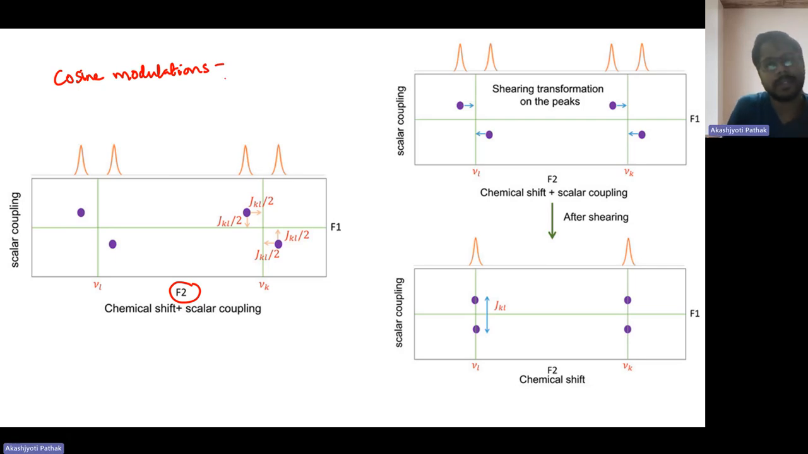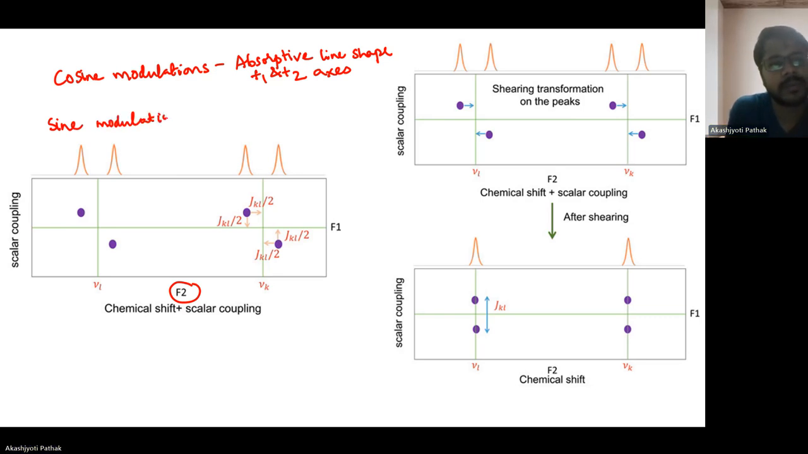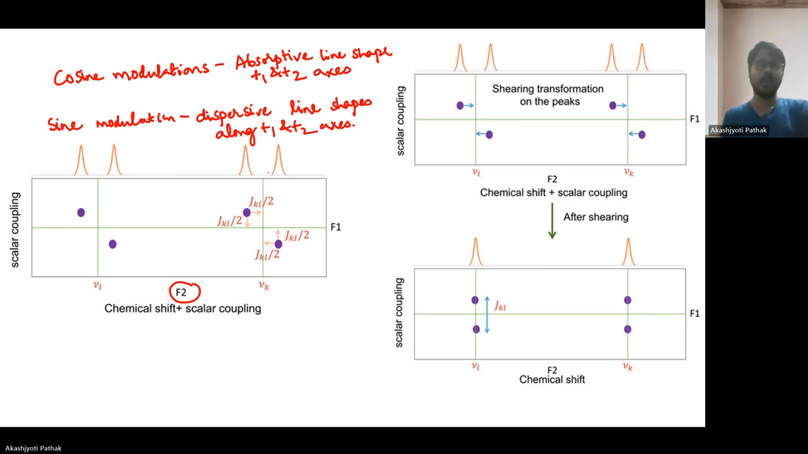So we were solving this question, right? The cosine modulations will give you this absorptive line shape in both the T1 and T2 axis, and the sine modulations will give you dispersive line shape along the T1 and T2 axis.